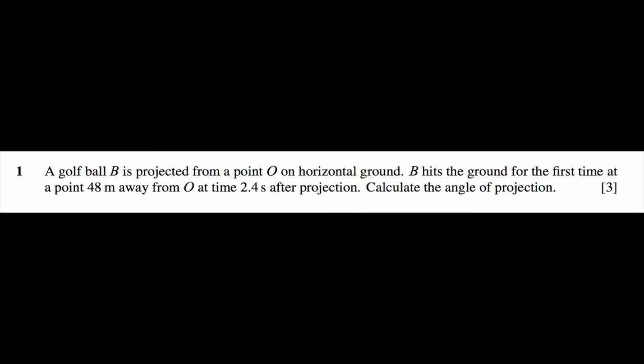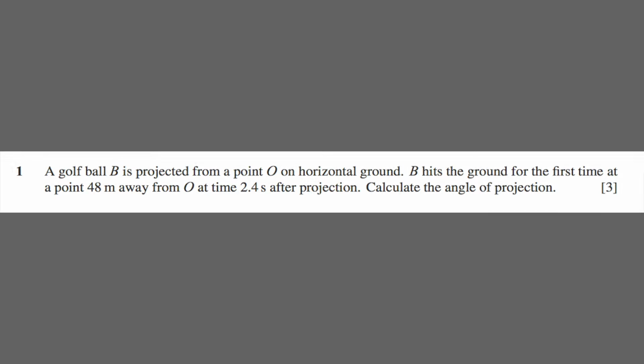October-November 2014, Paper 5-3, question number 1. A golf ball B is projected from a point O on horizontal ground. B hits the ground for the first time at a point 48 meters away from O at time 2.4 seconds after projection. Calculate the angle of projection. This question is for 3 marks, so it should be straightforward.